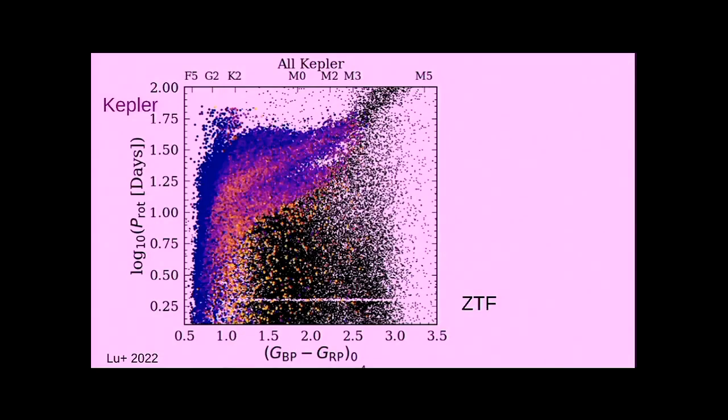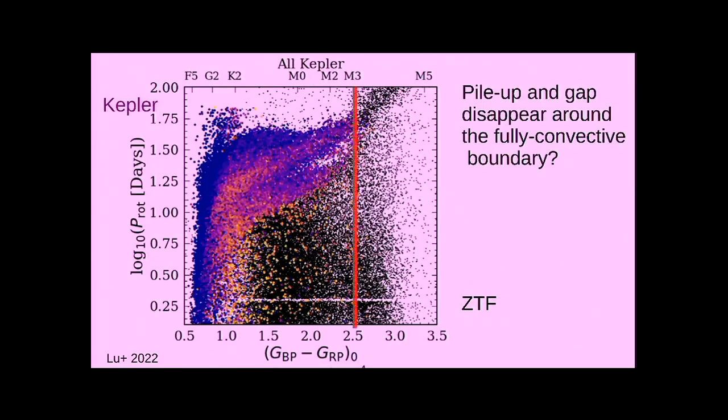The other question you might have is, well, what happens when we transition from solar stars to lower mass stars? And this is work using this TESS data. You can see the gap as well. And then you notice, if you look right around where the fully convective boundary is, that somehow that gap seems to disappear, or at least become less pronounced.